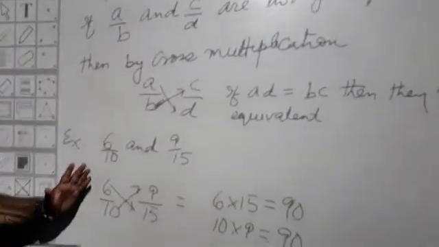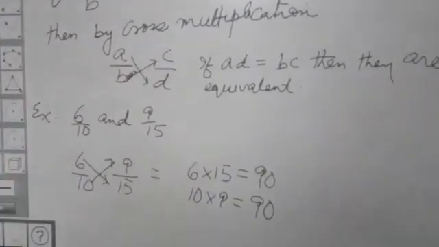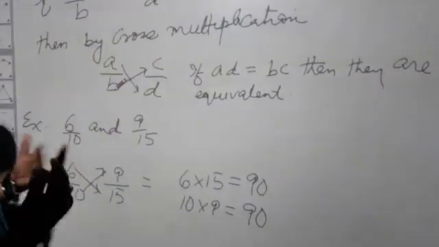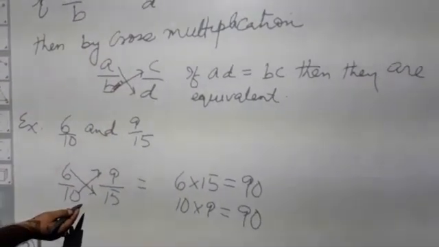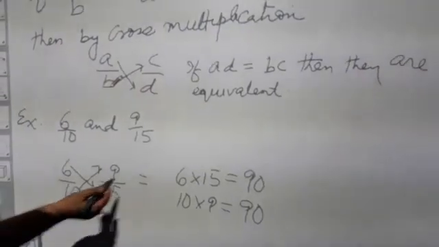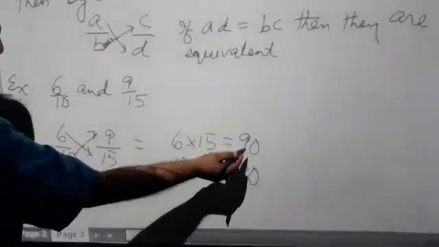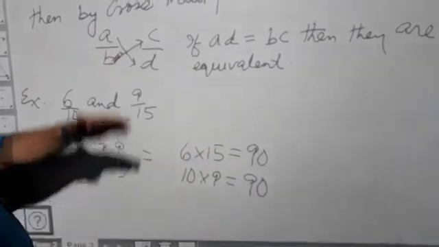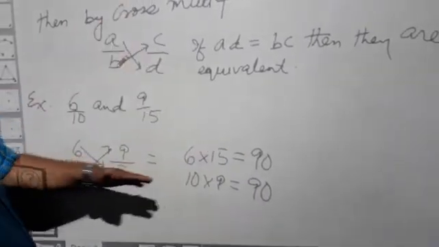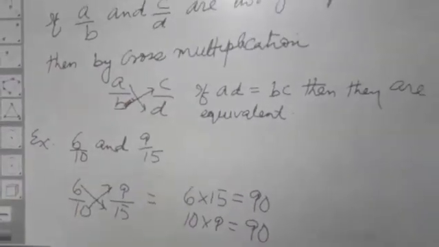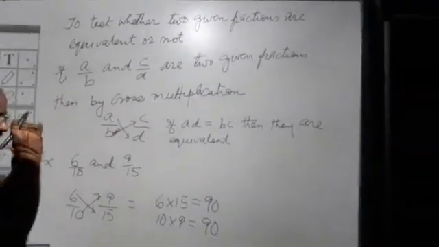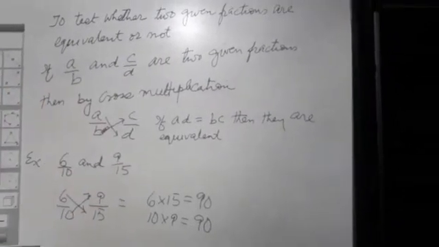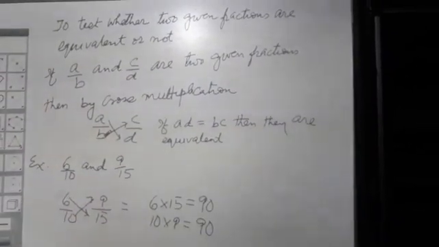This can be clearly shown by the example here. 6 by 10 and 9 by 15, are they equivalent? Let us see by cross multiplication. So by cross multiplication, we find that 6 into 15 is 90 and 10 into 9 is also 90. Therefore, the cross products are equal and hence the fractions are equivalent. If the cross products are not equal, the fractions will not be equivalent. Clear?